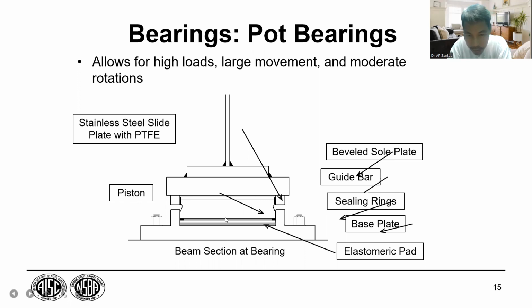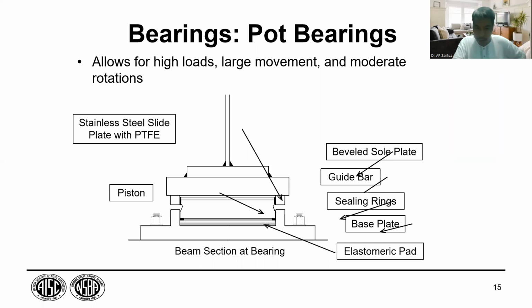Which one is the piston? This is the piston. Then we have elastomeric pad. This is the elastomeric pad. This is the correct arrow, elastomeric pad. Piston. Base plate, which is the base plate? This is the base plate. So, base plate bolted to the what? Pier cup. So, bolted to the pier cup or pier itself. Okay. That is the base plate.